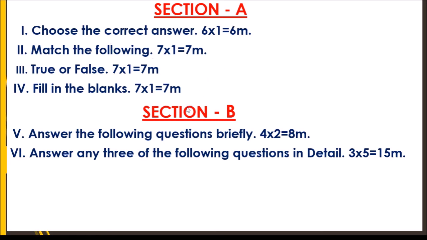And section B has 2 Romans. The first Roman is: answer the following questions briefly. It means short answer type questions. These are from classwork content only. You have to read thoroughly all the questions we have given in the classwork, that means the book back questions. 4 questions will be asked. Each one carries 2 marks, overall 8 marks.